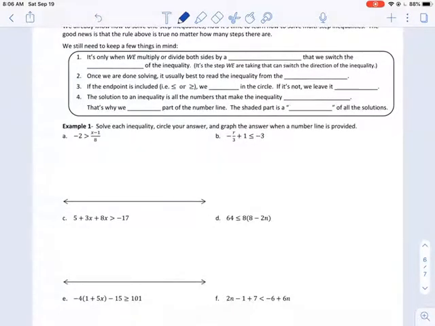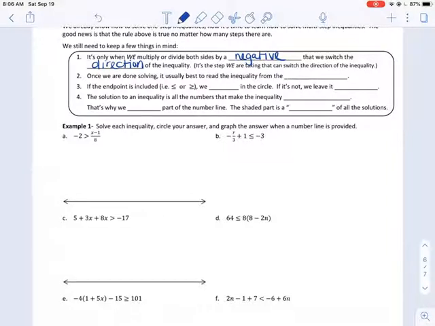First, it's only when we multiply or divide both sides by a negative that we switch the direction of the inequality, or the direction of the sign. So it's not when there's a negative, it's when we have done the same thing to both sides, that is, multiplying or dividing by a negative. And we talked about why in our last video.